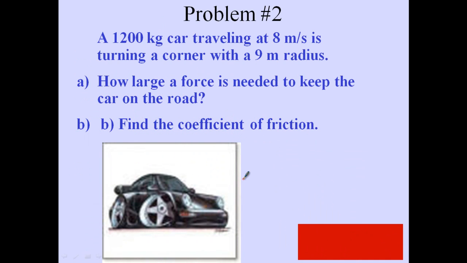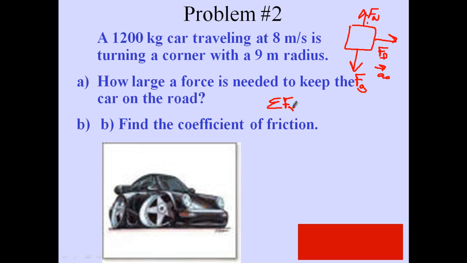All right, another problem. A 1,200 kilogram car traveling at 8 meters per second is turning a corner with a radius of 9 meters. How large a force is needed to keep the car on the road? So we're going to find out what force we're talking about here. So we draw a free body diagram first. We have force of gravity, normal force, and we have its frictional force going that way. So we're going to see if we do our net force. Oh, we have an acceleration.